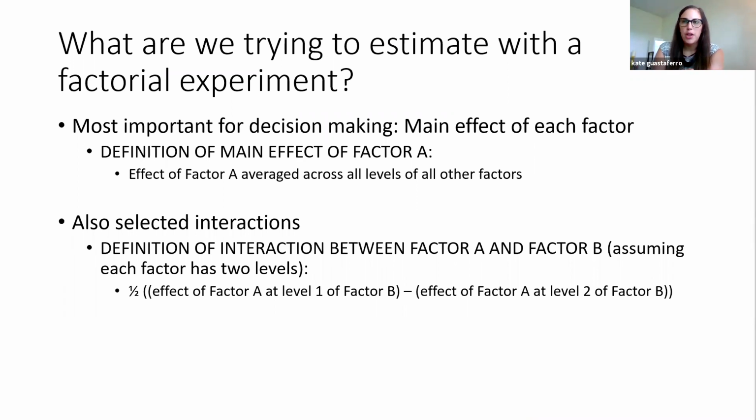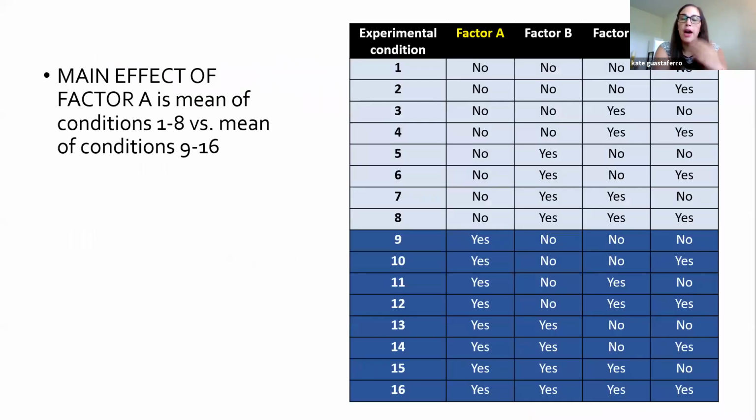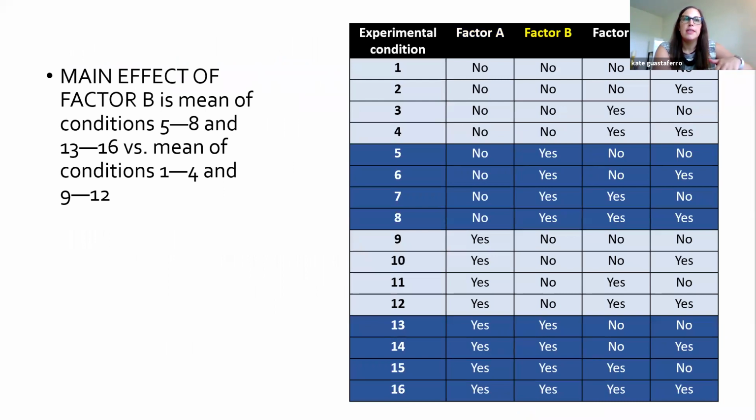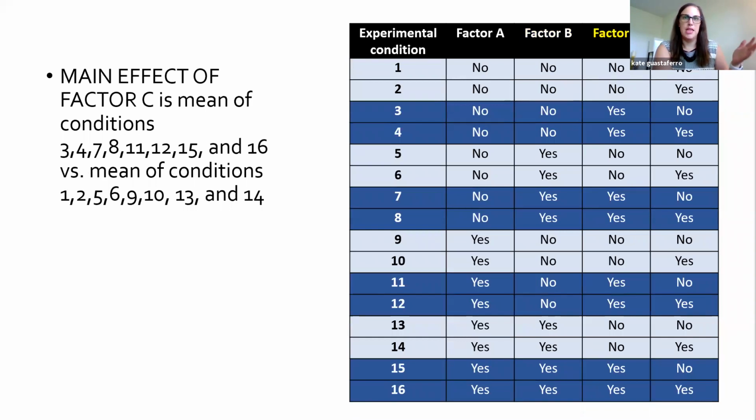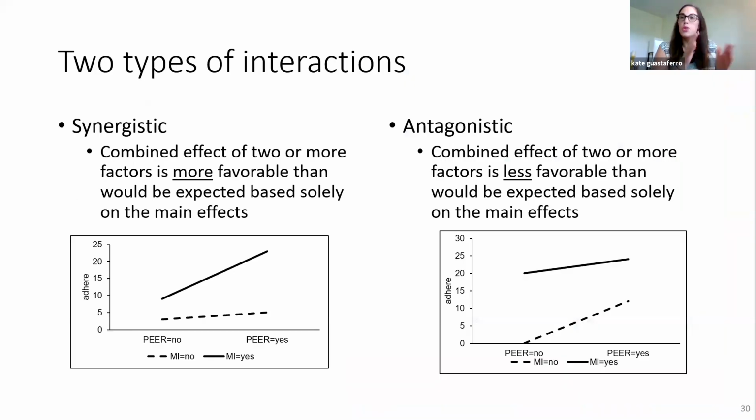So in a factorial experiment, we are trying to estimate the main effects of each one of the factors, as well as the interactions between the factors. Just very quickly, for factor A, the main effect is calculated as the mean of conditions 1 through 8 compared to conditions 9 through 16. Factor B is the mean of conditions 5 through 8 and 13 through 16 compared to 1 to 4 and 9 to 12. And this goes on for C and D. So those are the main effects.